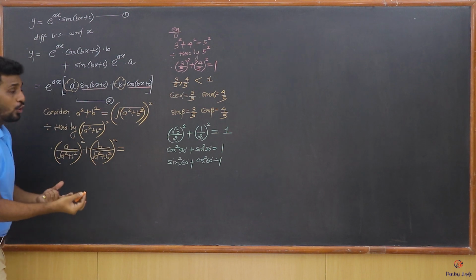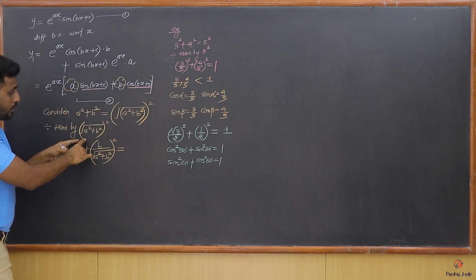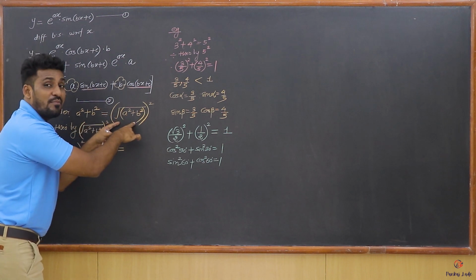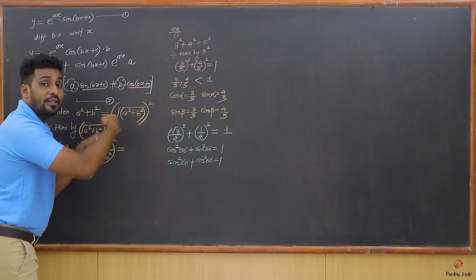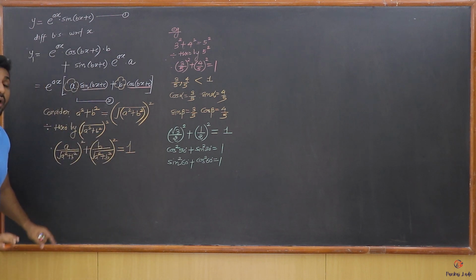This is going to become equal to what? You are dividing the entire equation throughout by root of a square plus b square the whole square. So here the same term is going to come in the denominator. They both cancel and you get the answer equal to how much? It becomes equal to 1.